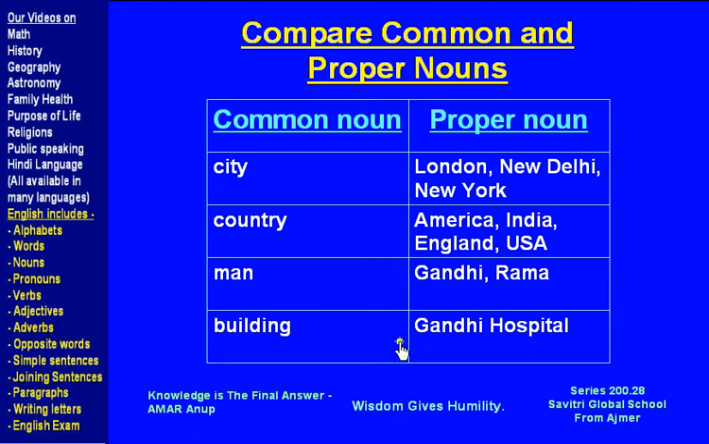Here is a comparison between a common noun and a proper noun. City is a common noun. London, New Delhi, New York is a proper noun. Country is a common noun, but when there is a name to the country, America, India, England, USA, then it's a proper noun. Man is a common noun, but when we say Gandhi or Rama, it's a proper noun. Building is a common noun, but when we say Gandhi Hospital, we are talking about a particular thing, so it's a proper noun, and as you can see, all proper nouns are capitalized.